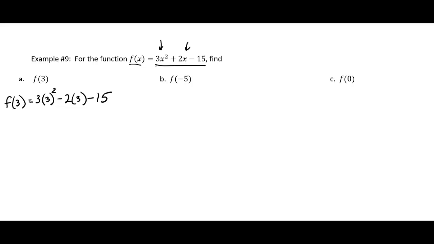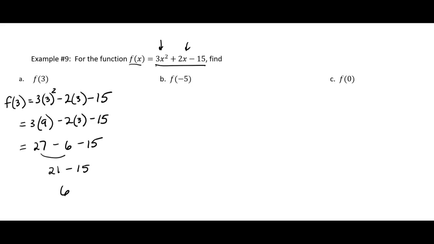Now we have to do the math, and that comes with the order of operations. So the exponent, 3 squared, is 9. Then we're going to do the multiplication. So 3 times 9 is 27, minus 6, minus 15. Now we work from left to right with the order of operations. So 27 minus 6 is 21, minus 15 is 6. So that's the answer. You could write f of 3 equals 6.